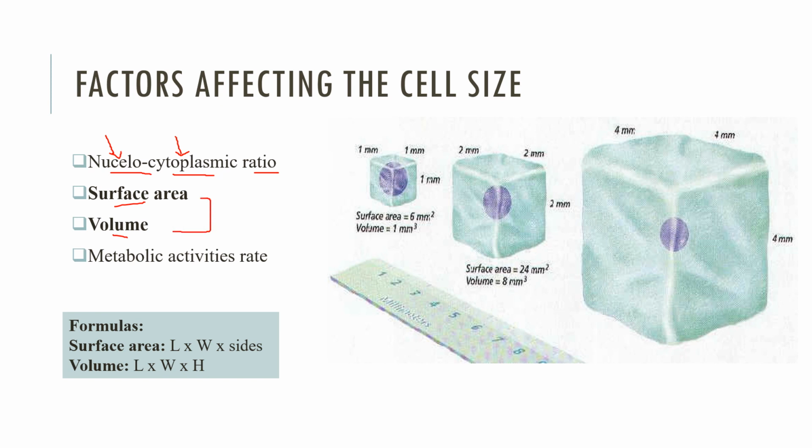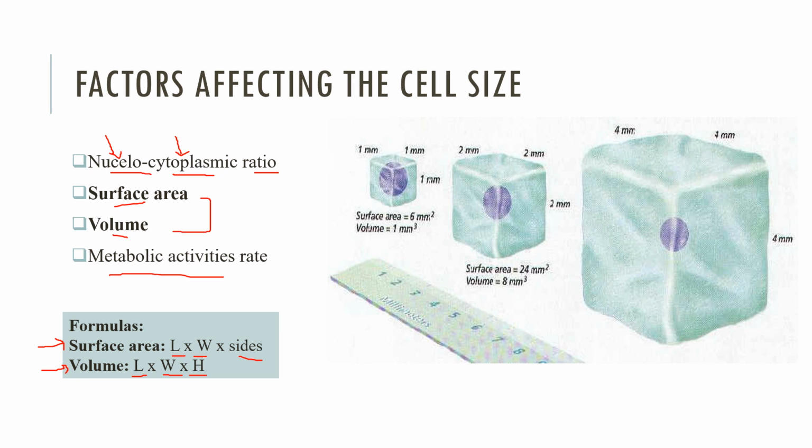And we discuss these two factors in a minute. And third is the metabolic activity rate. So these are the factors which affect the cell size. For the surface area and the volume, to prove that these two factors affect the cell size and how they affect it, we need formulas, the surface area and volume formulas. So for surface area, the formula is length, width and sides, and for volume it is length, width and height.